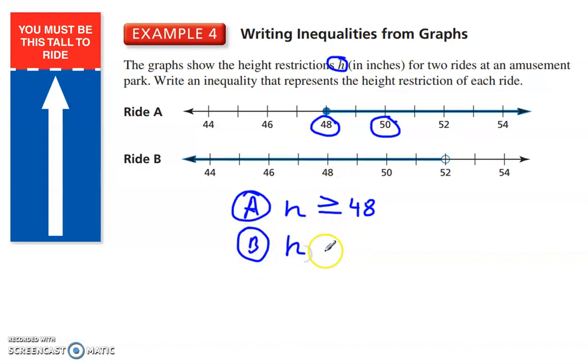h is my variable. Now 52 is my target number, so I'll put that over here. And then I need to determine, are the values, the solution set, are they less than or are they greater than 52? Well, 50 is less than 52, so I have less than. Now I need to see, is it or equals? Well, notice that this circle right here is open. There's no solution at 52. So 52 is not part of the set, so it's just less than. You have to be shorter than 52 inches to ride on ride B.